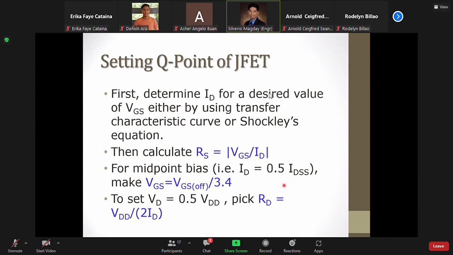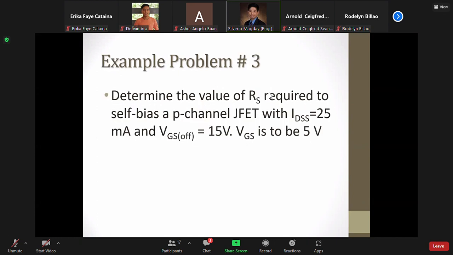And then for midpoint bias, ito yung ginagamitan ng 0.5 sa IDSS, or make now your VGS equal to your VGS(off) over 3.4. And to set now along your ID, so 0.5 lang nung sa given na VDD, and then pick RD equal to VDD over twice your ID. ID is solved sa Shockley's equation.